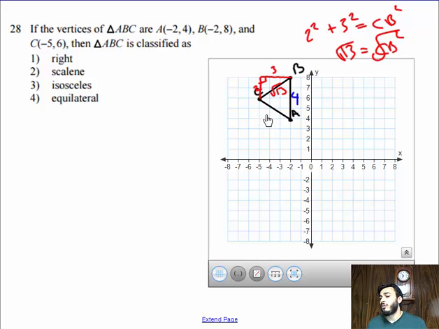To find the length of AC, do the same thing. Form a right triangle, but you'll see that you get 2 and 3 again. So that means the length of AC, or CA, is also radical 13. So it's not equilateral, because in an equilateral, all sides are equal. We only got 2 equal sides, so it's isosceles.